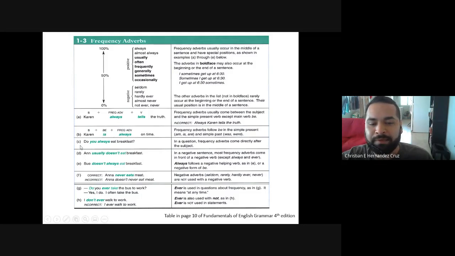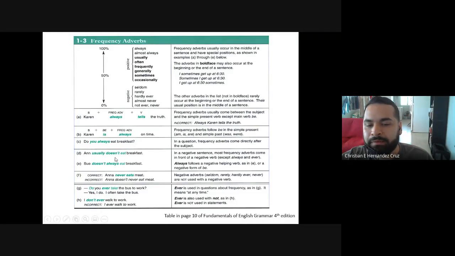Let's go to example C. Do you always eat breakfast? This is a question. So in a question, frequency adverbs come directly after the subject. Okay? So the subject here is do you. So after that, we have the frequency adverb, always. Excuse me, do is the verb, sorry. Anyways, continuing over here.